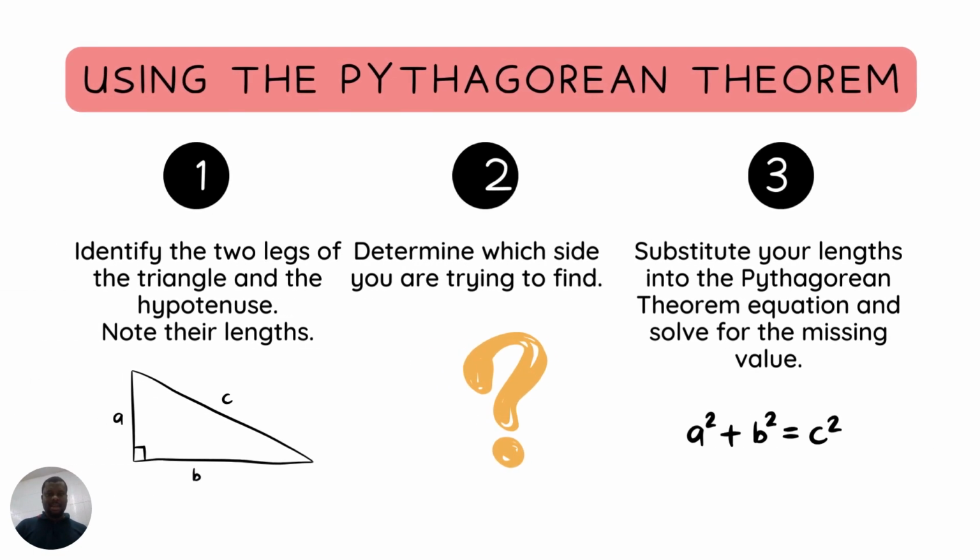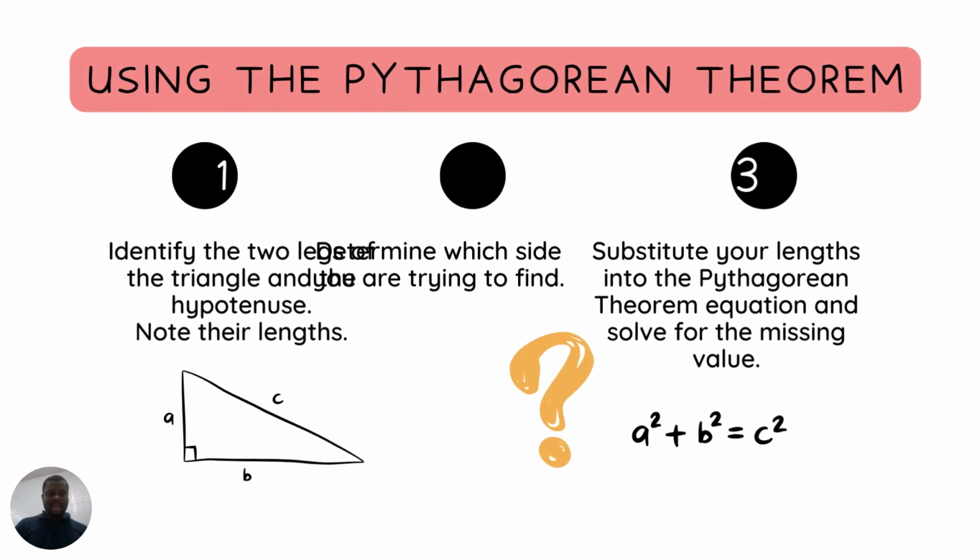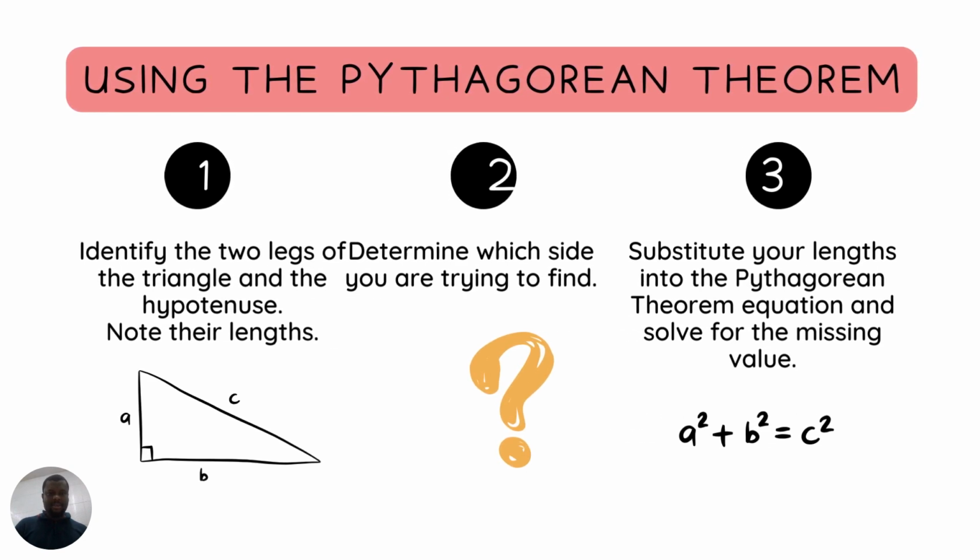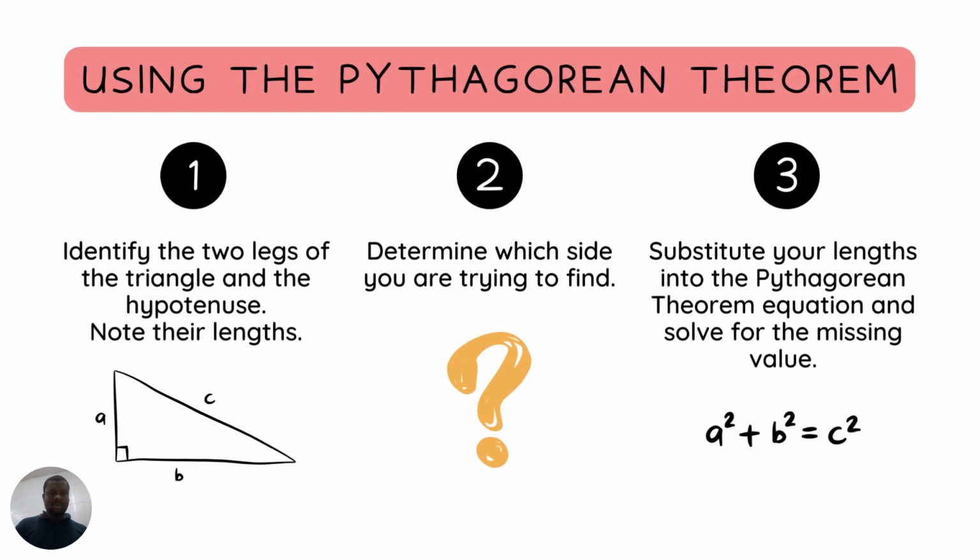Now, using the Pythagorean theorem, if we have a triangle like this, first thing we do is to identify the two legs, and then identify which side is the hypotenuse and take note of their length. Then secondly, you need to determine which side you are trying to find. You need to know which side is the unknown. And thirdly, you just apply the formula, substitute the length into the Pythagorean theorem equation and solve for the missing value.